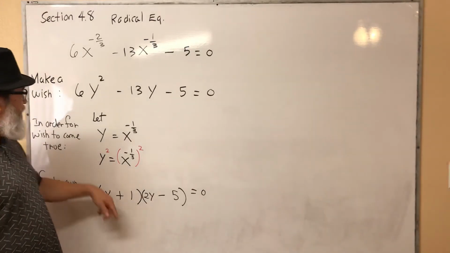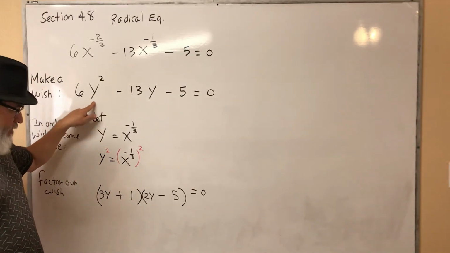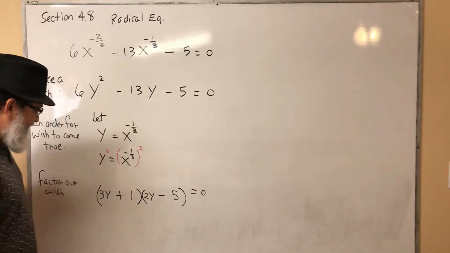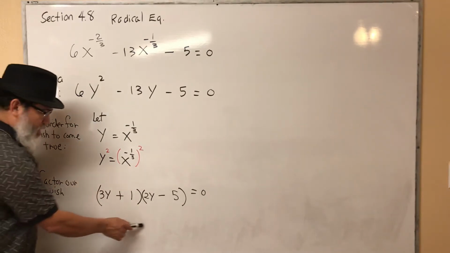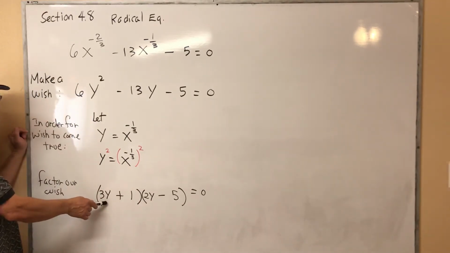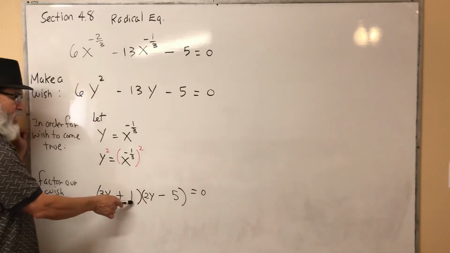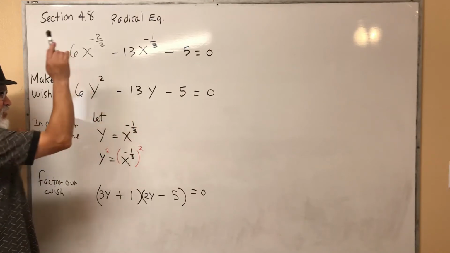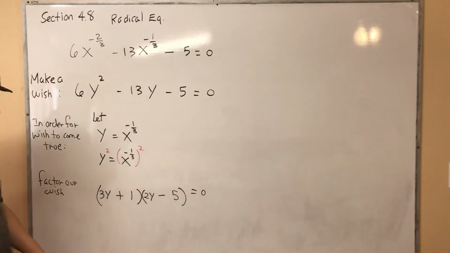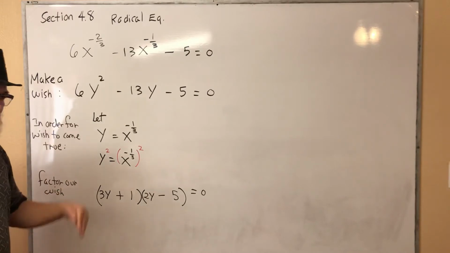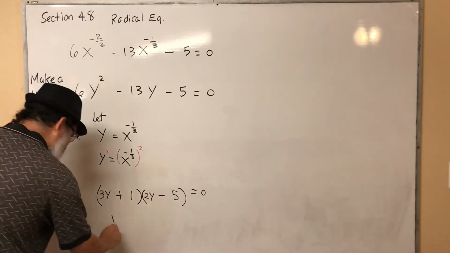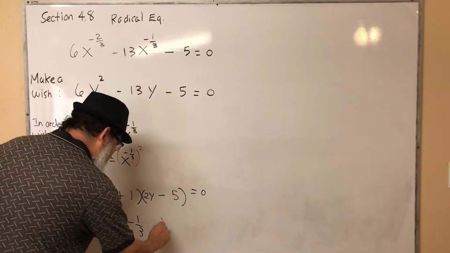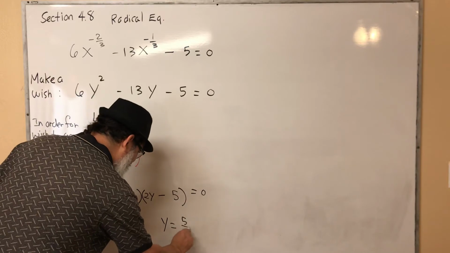3y times 2y is 6y squared. And then 1 times negative 5 is negative 5. And then outer, what's outer? Outer is negative 15y. Inner is 2y. Negative 15y plus 2y is negative 13y. That's it. We have factored our wish. Now let's solve our wish. Here y equals negative 1/3, and here y equals 5/2.